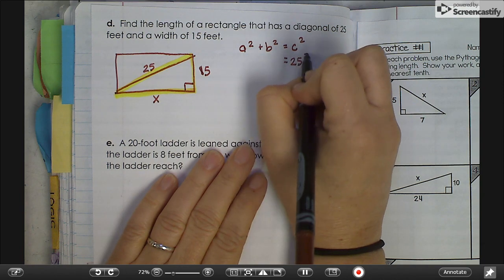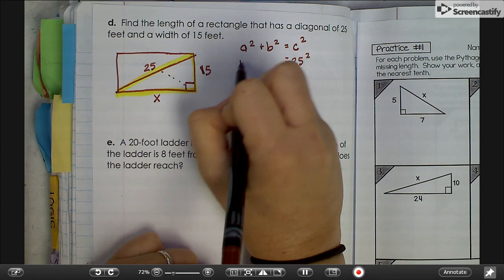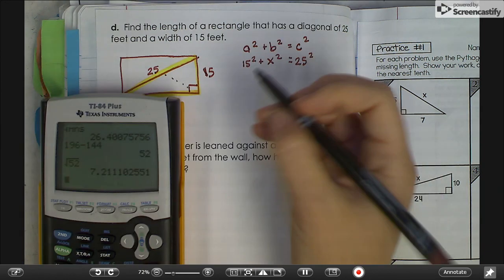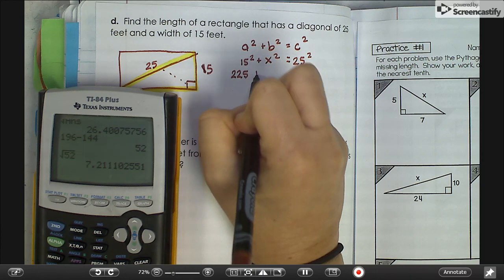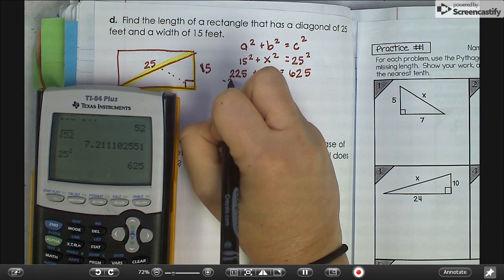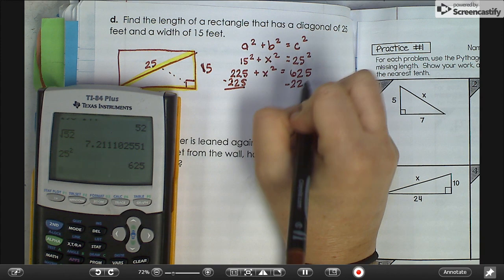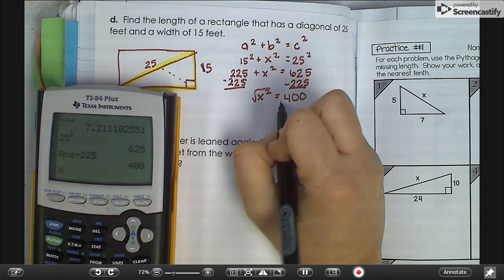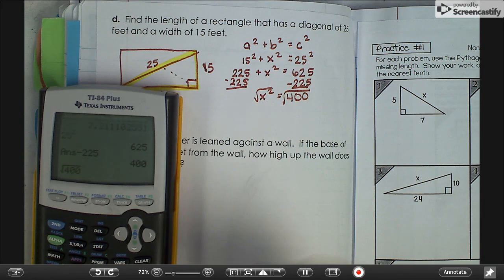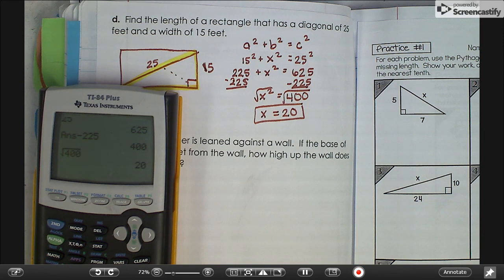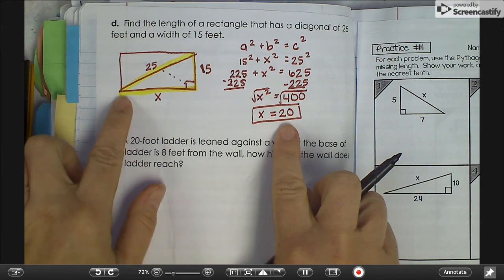Hopefully you'd said 25 because that's across from the right angle. So we'll have 15 squared plus x squared equals 25 squared. Go ahead and solve that. You don't need me for that. So the length of this rectangle is 20.